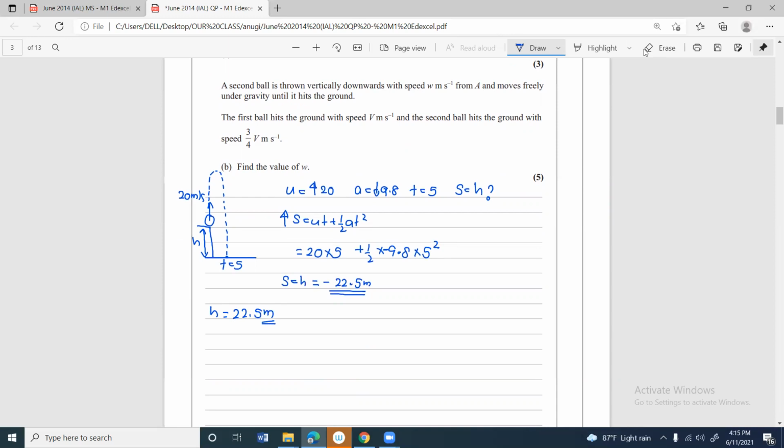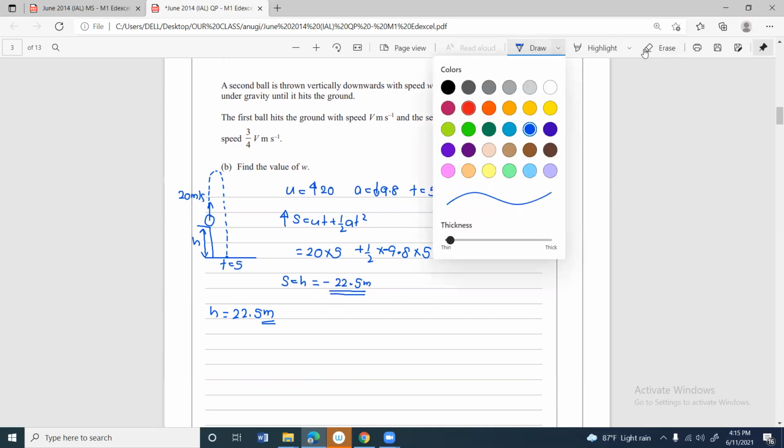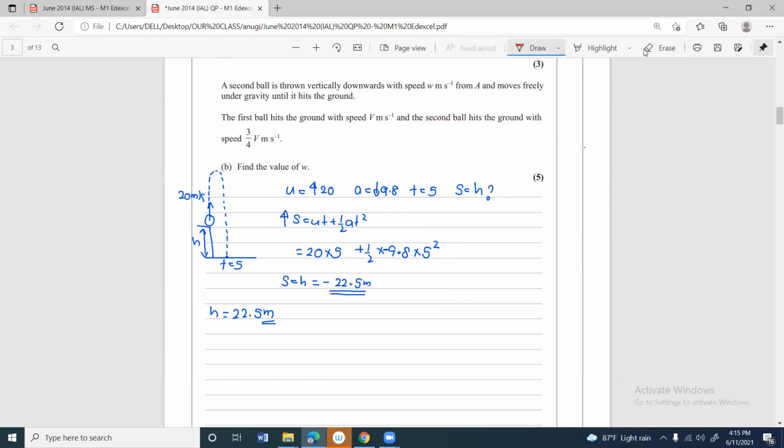A second ball is vertically thrown downwards with the speed of W from A and moves freely under gravity until it hits the ground. So I'll just mark the second part of it. It's thrown downwards with the speed of W. The first ball hits the ground with the speed of V, and the second ball hits the ground with speed of 3/4 V. Find the value for W.